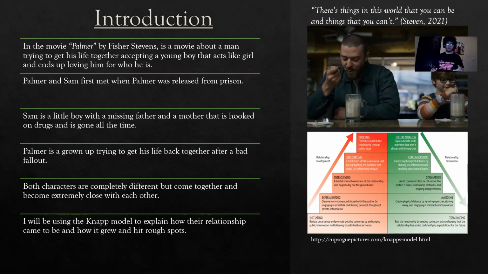Palmer is a believer of religion and that guys should act like guys and girls should act like girls. And then Sam, he's a really lovable kid. He's the kid that doesn't really care who you are. He will be your friend no matter what. But they both end up coming extremely close with each other. So that is a really good thing, especially for the NAP model. And another thing, I will be using the NAP model to explain how the relationship came to be and how it grew out through the whole movie.